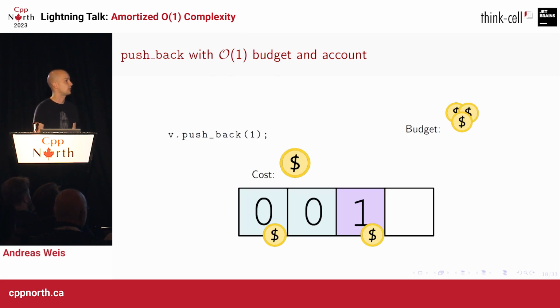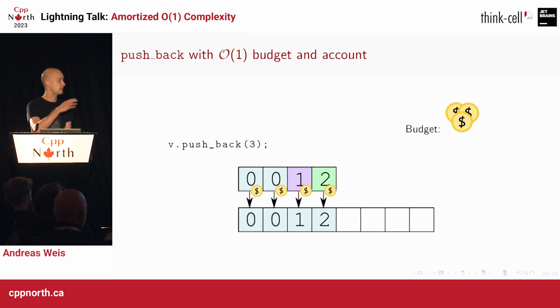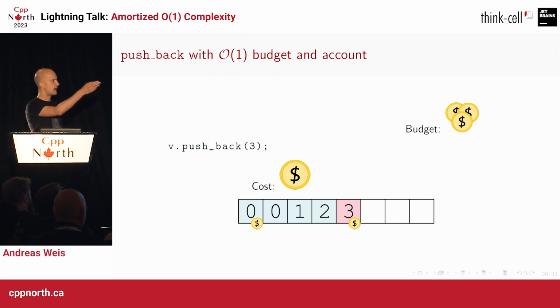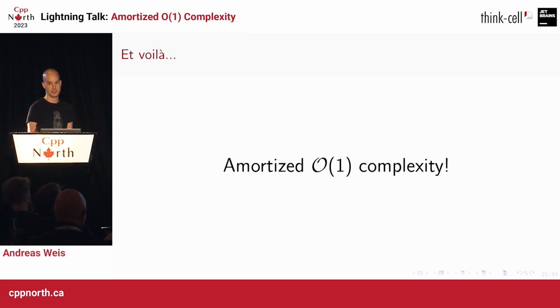So let's look at how this works. When I push back the 1st element, I need to pay 1 coin for copying the element. The 2nd coin I put on the element that I just inserted, and the 3rd coin I put on 1 of the elements that was already in the vector. I do the same thing for the 2nd element, and now when it comes to the 3rd element, you notice that all of the elements in the vector already have a coin on them. So I can use those coins to pay for the copying to the new buffer, and I don't need to touch my budget for this at all, so I can use that to insert the new element. And that's the idea behind amortized constant complexity.